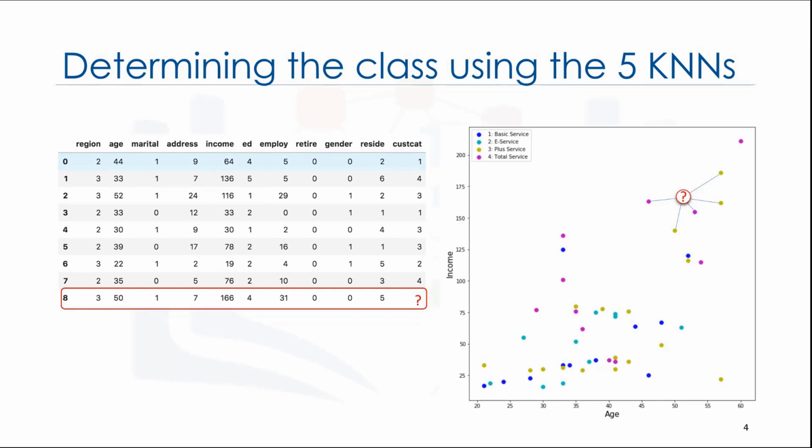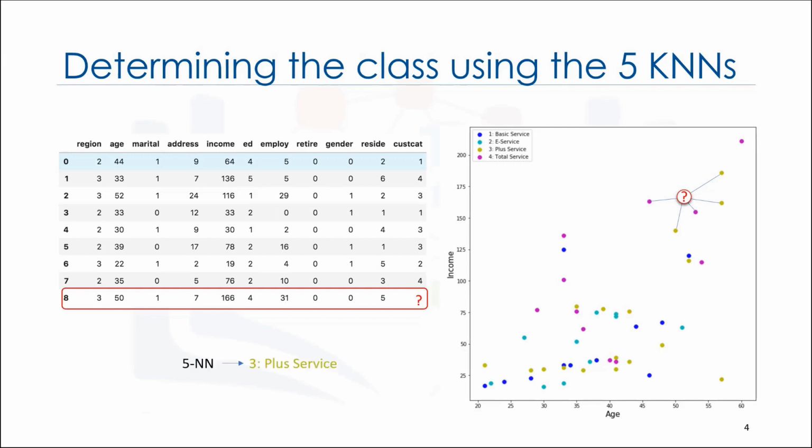Rather than choose the first nearest neighbor, what if we chose the 5 nearest neighbors and did a majority vote among them to define the class of our new customer? In this case, we'd see that 3 out of 5 nearest neighbors tell us to go for class 3, which is plus service. Doesn't this make more sense? Yes, in fact, it does. In this case, the value of k in the K-Nearest Neighbors algorithm is 5. This example highlights the intuition behind the K-Nearest Neighbors algorithm.